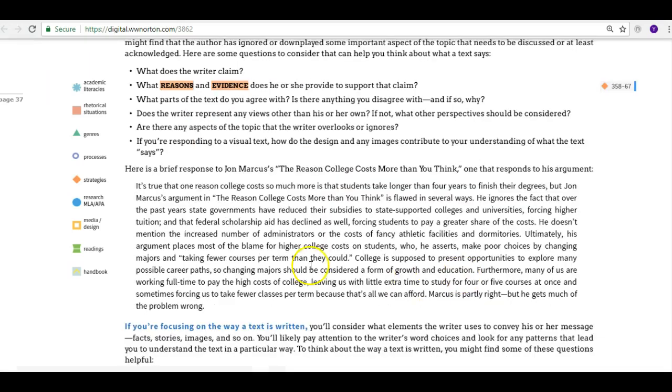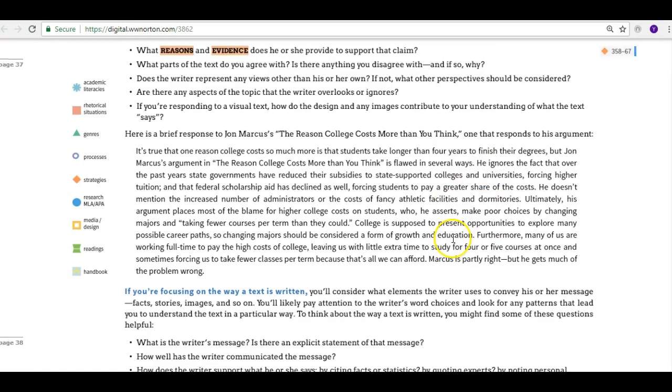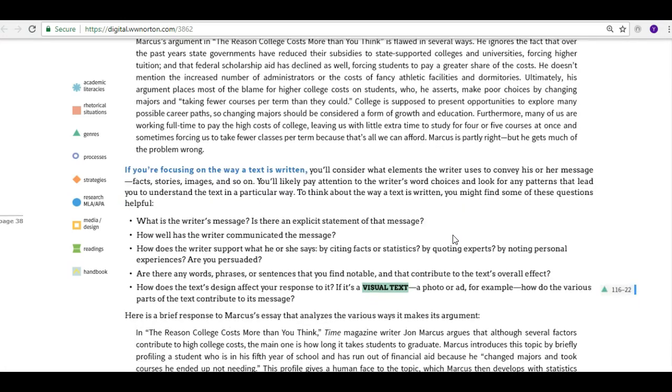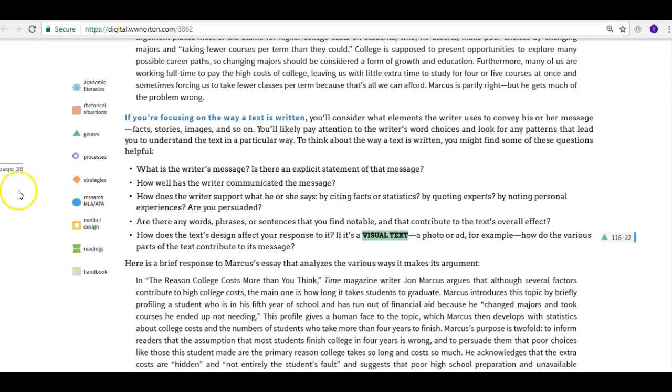So the example is still from the same essay, and this one is examining the reasons. It's true that one reason college costs so much more is that students take longer than 4 years to finish their degree, but John Marcus's argument in The Reason College Costs More Than You Think is flawed in several ways. And then this writer goes on to say what is stated or what is left out and what this person thinks is effective or ineffective, as is the case here.